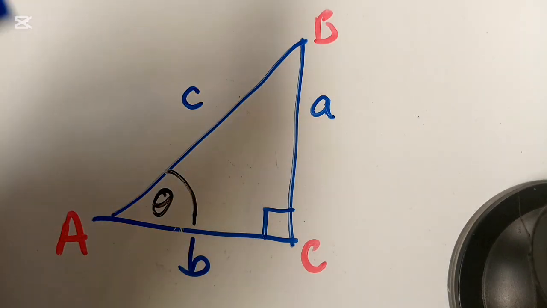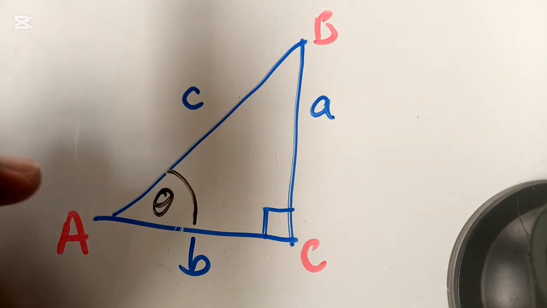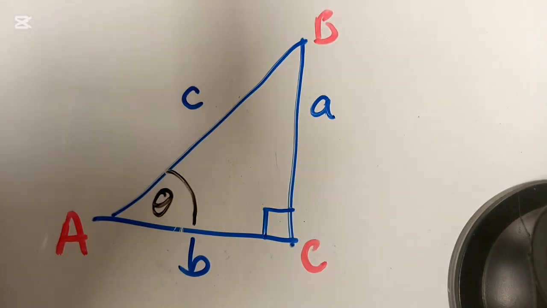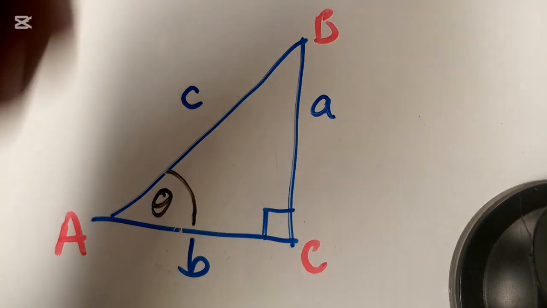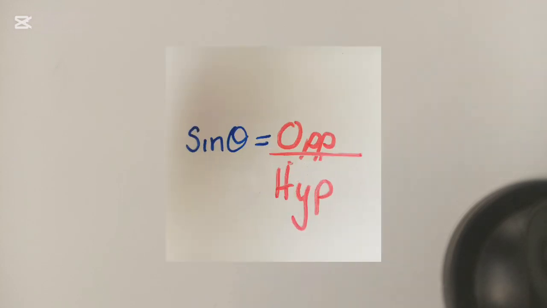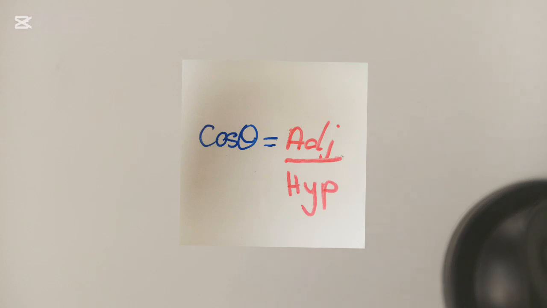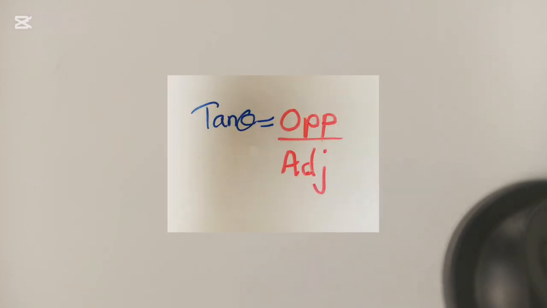Now using these concepts, we can find the values of B, A, and C if we have certain values given to us. Let me show you an example. We need to understand that we have three trigonometric functions: sine, cosine, and tangent. Sine is simply the opposite side over the hypotenuse. Then we have cosine, which is the adjacent side over the hypotenuse. Then the tangent function is the opposite over the adjacent side.